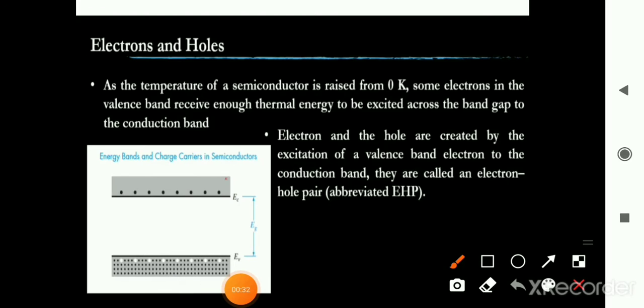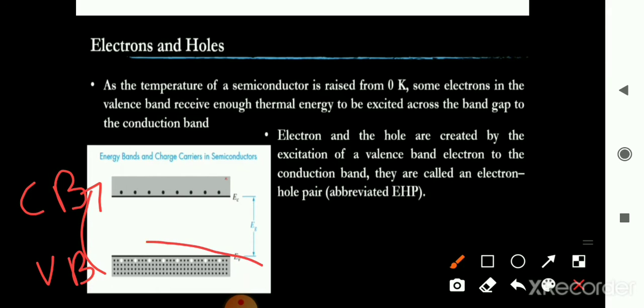There are different methods of electron excitation from the valence band to the conduction band. This is our valence band and this is the conduction band. One method is by increasing the temperature. When we increase the temperature, some of the electrons present in the valence band may experience enough force that they will move to the conduction band.